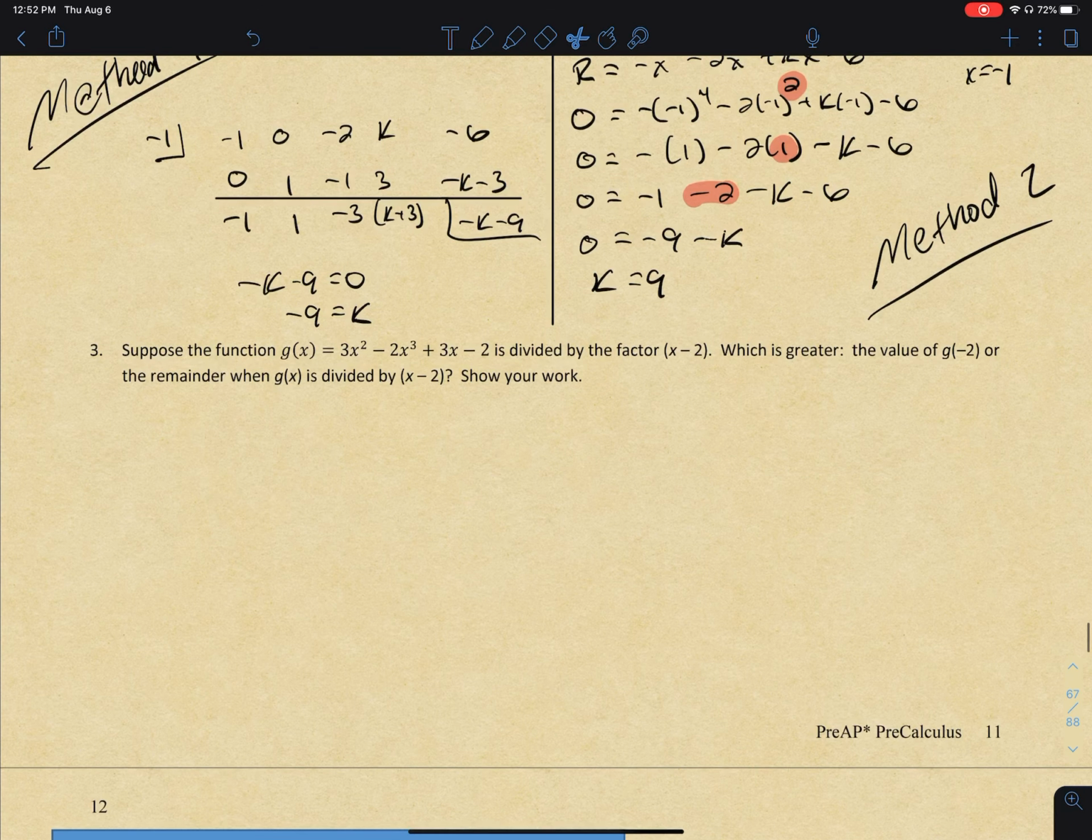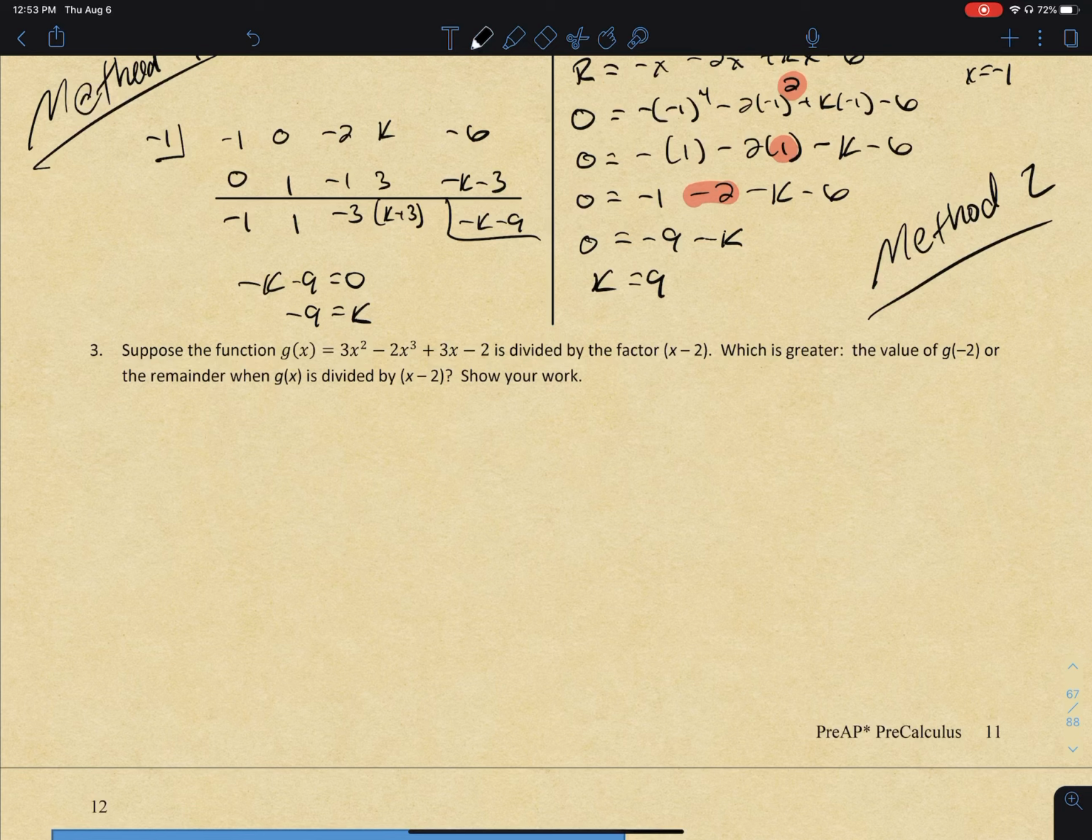All right, last one with the remainder theorem, and then we'll make another video after this for the factor theorem. Suppose the function g is divided by the factor x minus 2. Which is greater, the value of g of negative 2 or the remainder of g of x when it's divided by x minus 2? Now you can do this in different ways. You can use method 1 or method 2 for this.